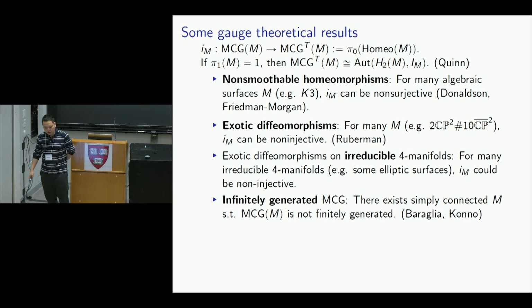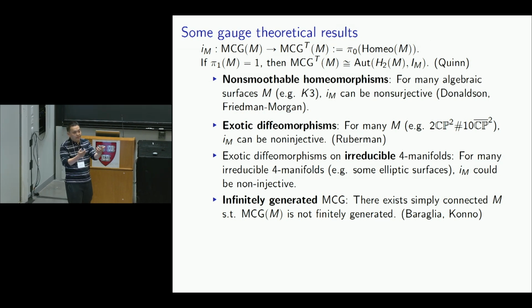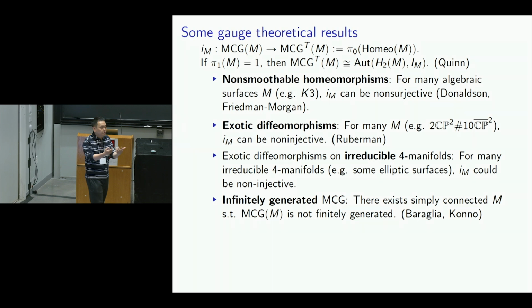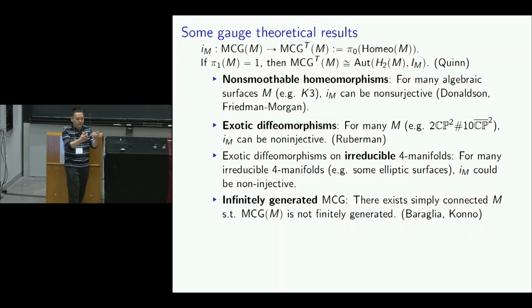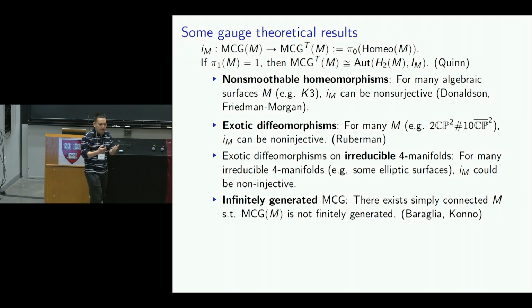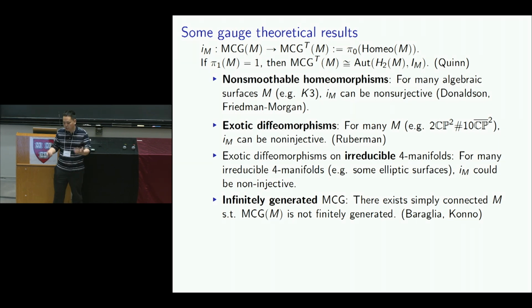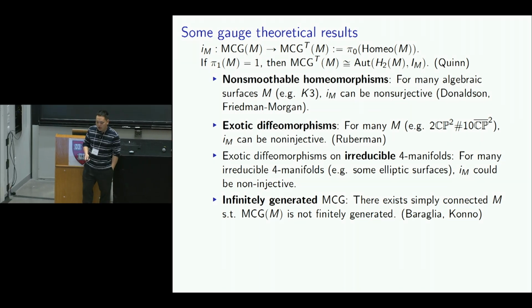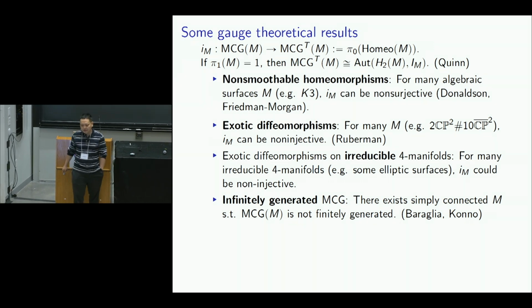And I think it's still an open question whether this exotic diffeomorphism can be made symplectic. I don't think they can be made algebraic, but it's still open whether these Torelli diffeomorphisms can be made symplectic or not. Yeah, that would be a very interesting question. Okay, and also another result proved by Baraglia-Konno, I think 2 years ago, states that there exists some simply connected four-manifold whose mapping class group is not finitely generated.